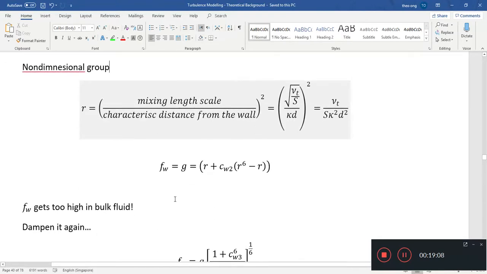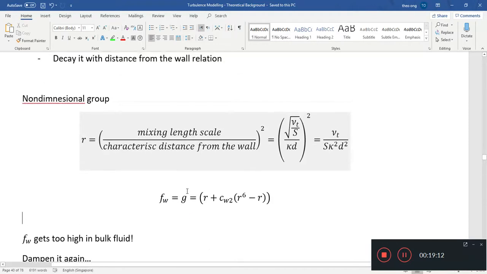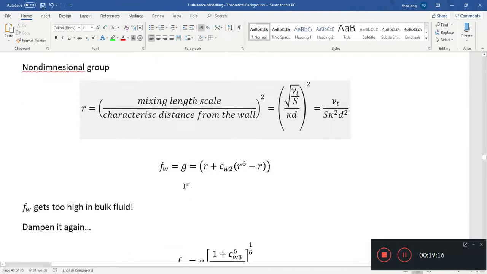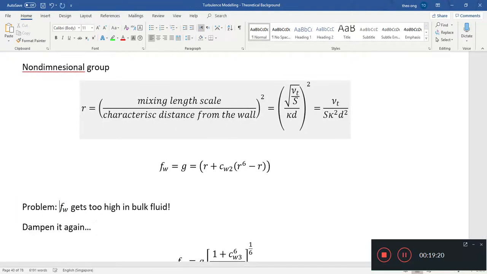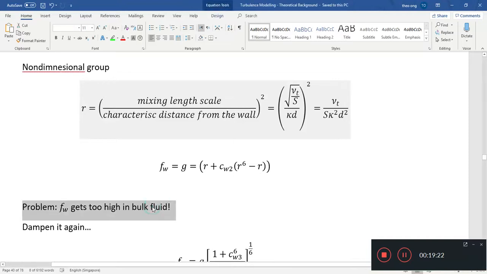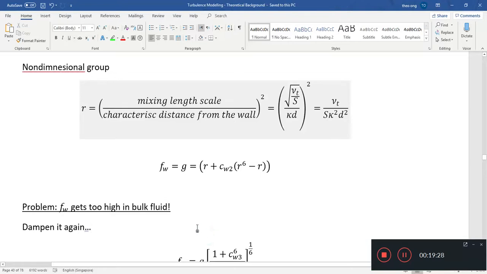So that this thing should not be too much of a problem. Okay, so another problem with defining FW like this is that FW gets too high in the bulk fluid.